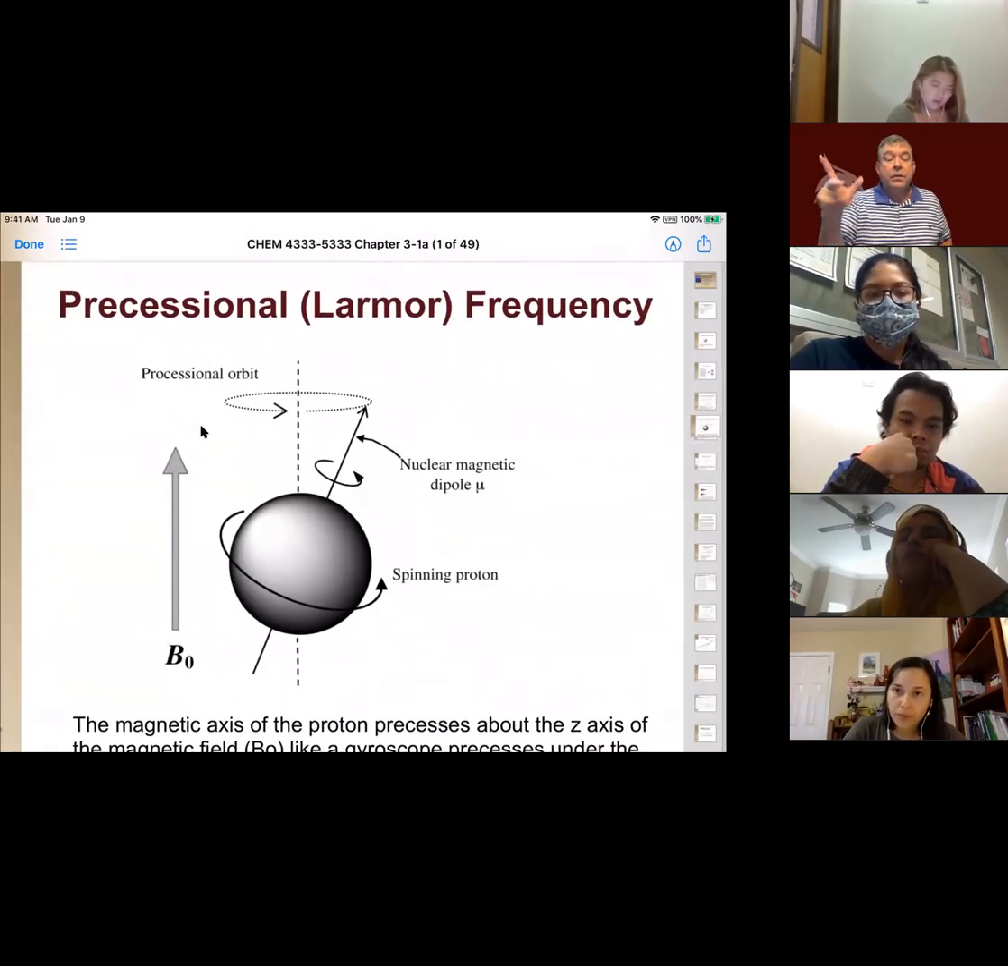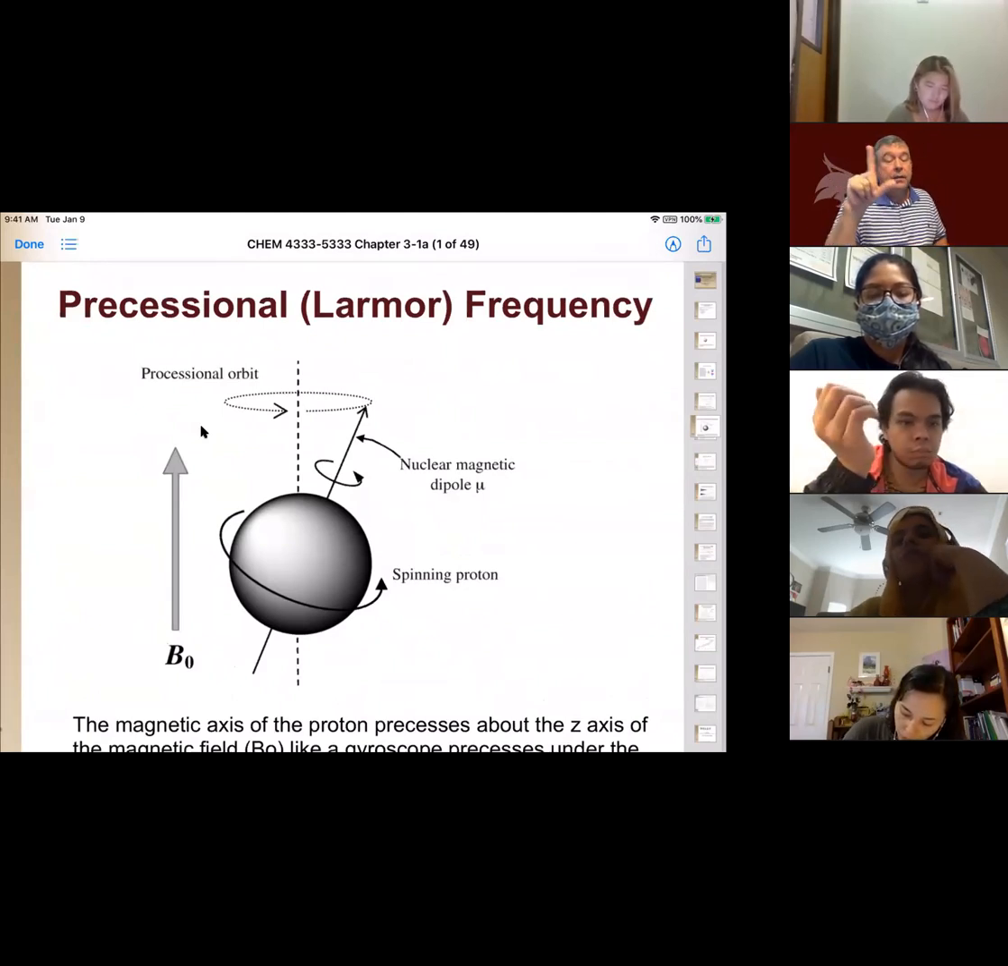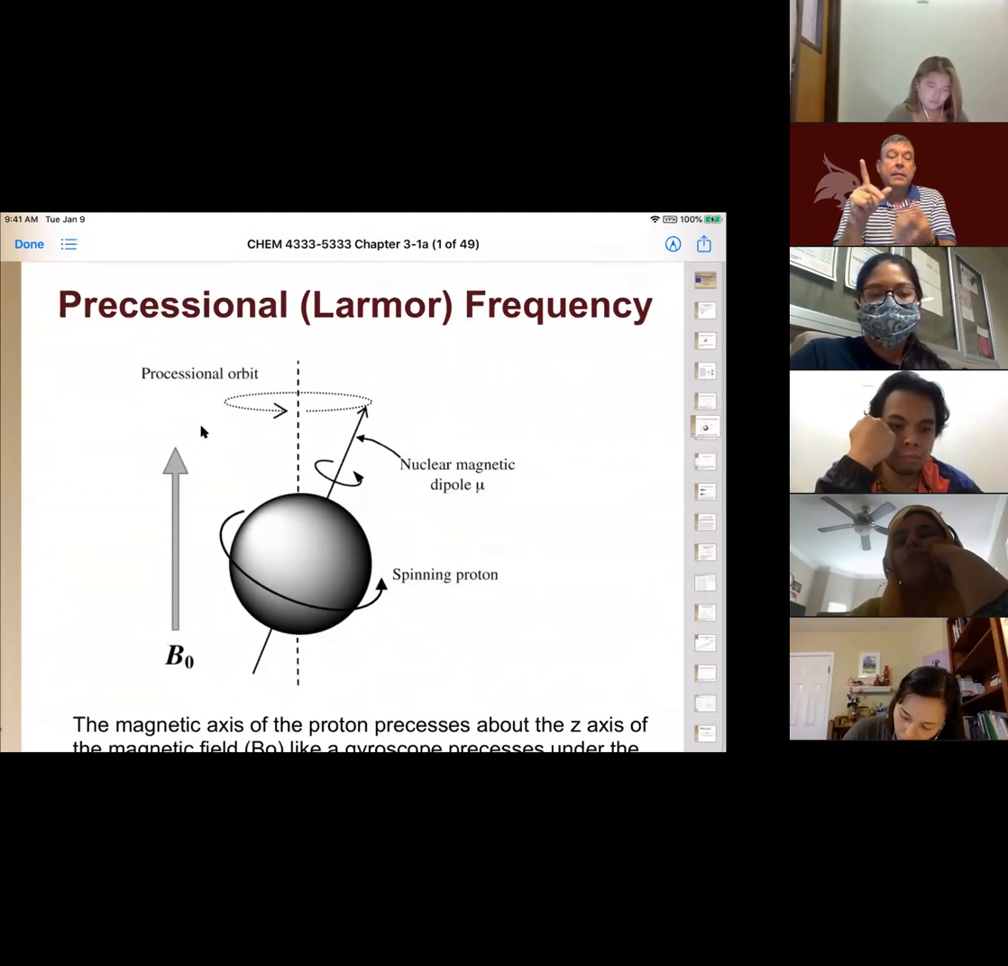So we have our spinning proton, and it has this nuclear magnetic dipole. It's just kind of sitting there, and it has this angular momentum going around it as it's spinning. Now, just like the Earth, it doesn't spin on this axis and stay there. It actually has what's called precession.